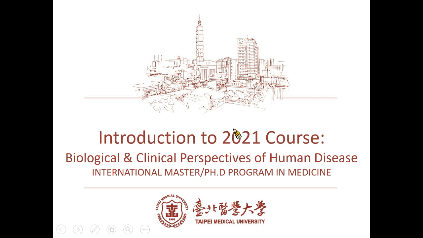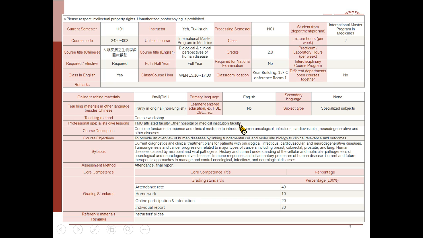The course is entitled Biological and Clinical Perspectives of Human Disease. This course is to combine fundamental science and clinical medicine to introduce human diseases in many aspects, including oncological, infectious, cardiopulmonary, neurodegenerative, sleep medicine, and future therapies.